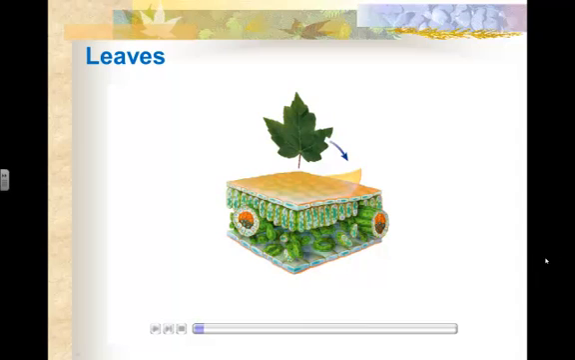A typical leaf is made of several different layers of cells. On the upper and lower surfaces of a leaf is a thin layer of cells called the epidermis, which covers and protects the leaf. A waxy cuticle coats the epidermis of some leaves. Most leaves have small openings in the epidermis called stomata. Each stomata is surrounded by two guard cells that open and close it.